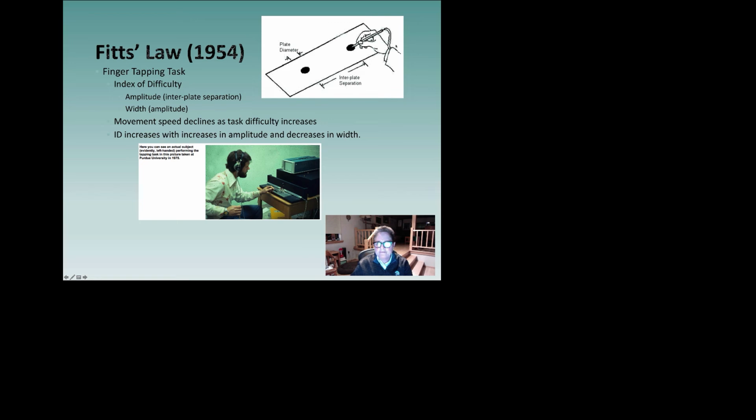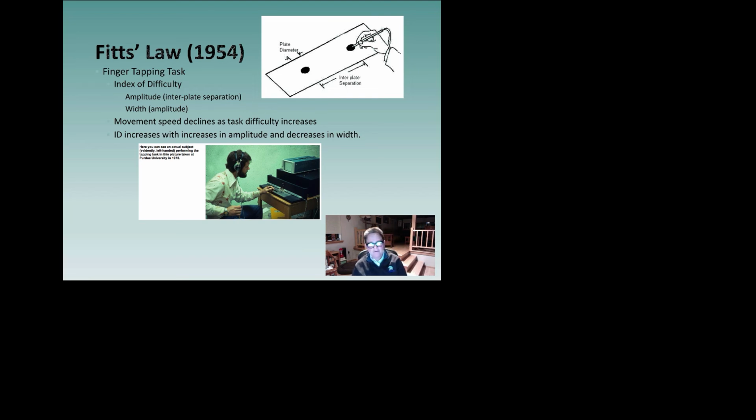Basically, this is about a foot wide piece of wood with two metal plates on the top. You can see that there's a plate diameter. In other words, how far is the width of these plates? And then also there's a separation between the plates that's called the interplate separation, or the amplitude is basically the same thing, the distance between the plates.